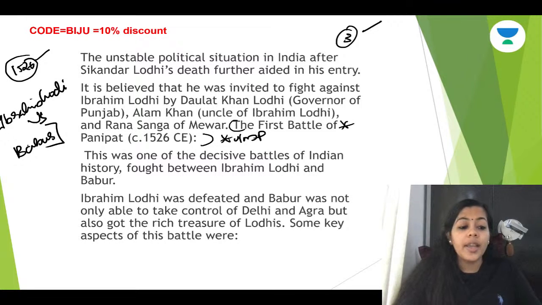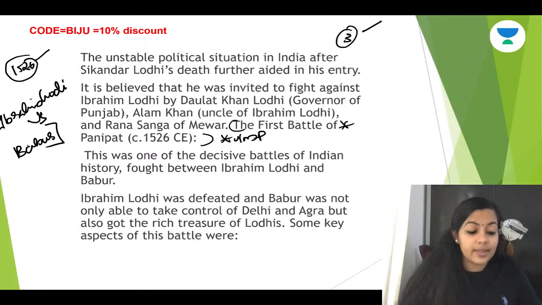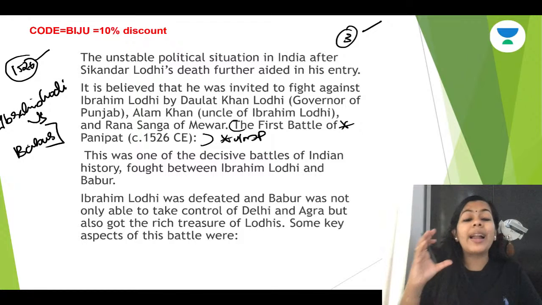And what was the result? Of course, Ibrahim Lodi lost the war, and Babur controlled the area. He took over the control of Delhi and Agra. Also, he got the rich territories of this area.